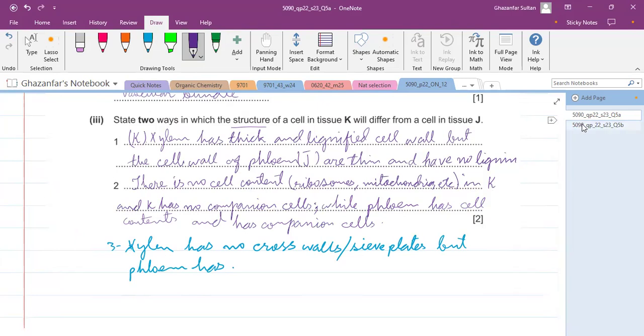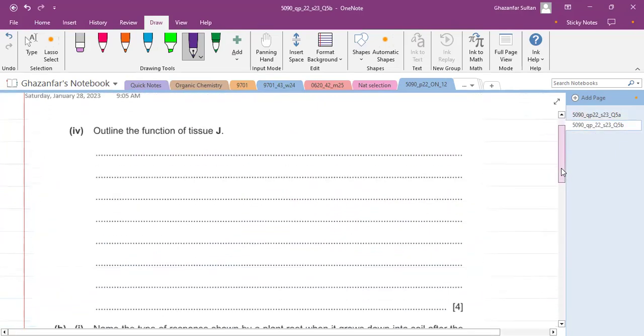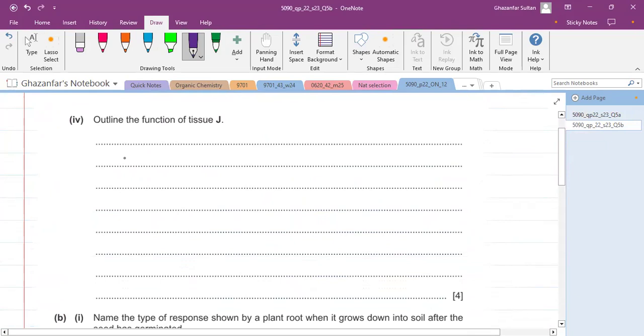Now the next point is regarding J. We know J is phloem. So what is the function of the phloem? We know that the function of the phloem is translocation. And what is translocation? This is the transport of sucrose and amino acids, the photosynthetic products, from source to the sink. Source means where they are produced, and sink where they are used. And it can go bidirectional.